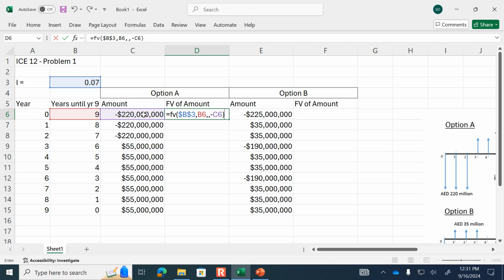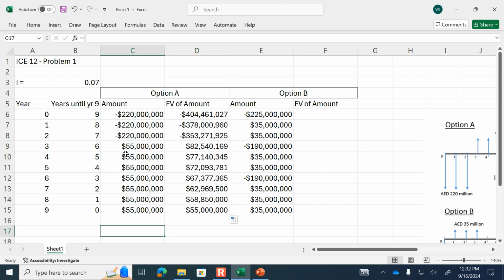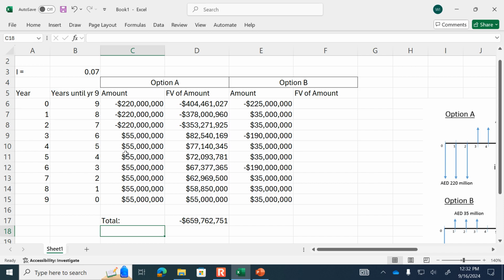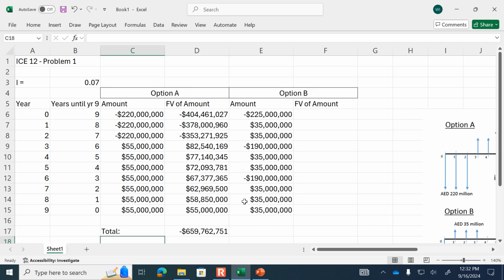And we put that into the PV because we're treating it as though it's a single value at the present that's being compounded into the future. Okay, so 220 at year 0, if it's compounded 9 years into the future, becomes 404 million. And now we can drag that formula down through all of the times and find the total. Okay, so the present value of option A is an outflow of about $660 million.